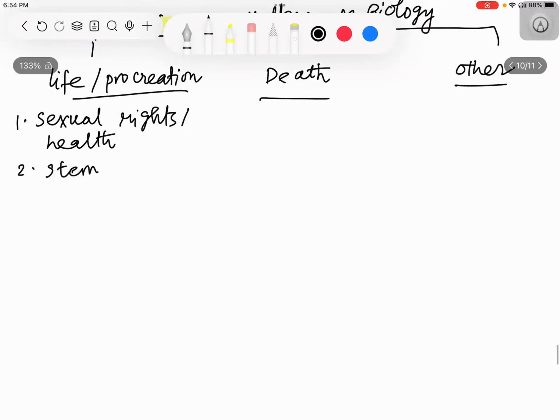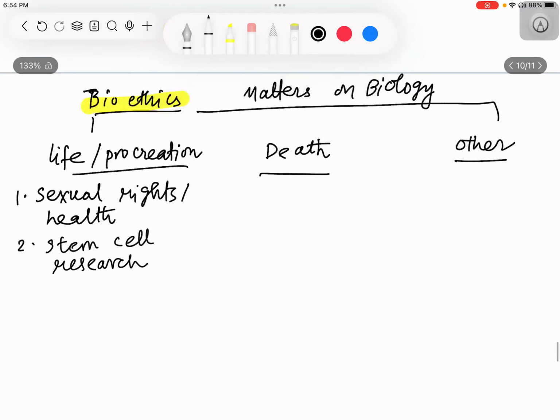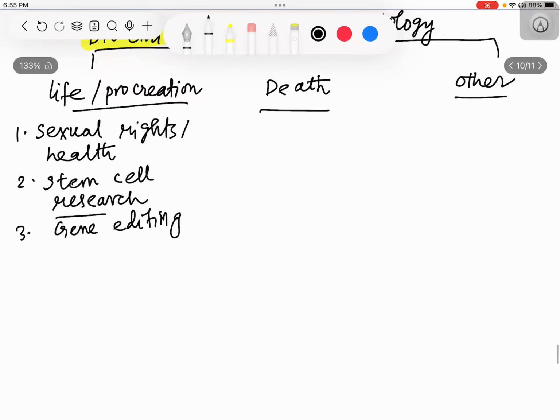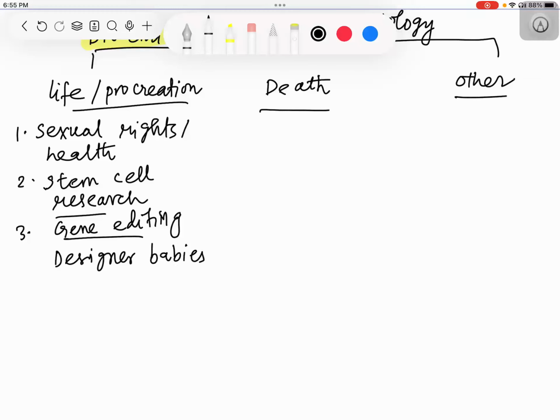There is an ethics related to stem cell research, right? Because stem cell research is so powerful that you can even cure cancer kind of thing. You can even do gene editing. Life related questions. And under that, we can talk about, for example, designer babies. Have you heard these terms or not? We can talk about 3-parent babies. We can talk about IVF children.